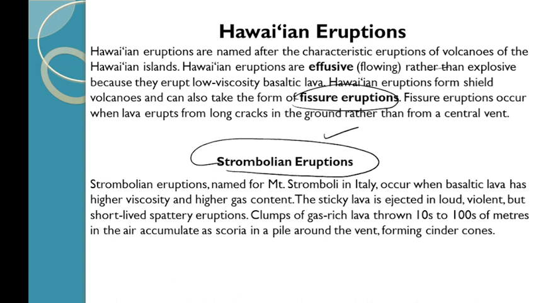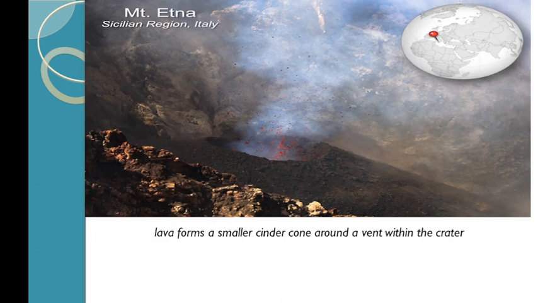Strombolian eruptions occur when basaltic lava is highly viscous. Highly viscous lava with higher gas content is ejected loudly and wildly. This is a Strombolian volcano.